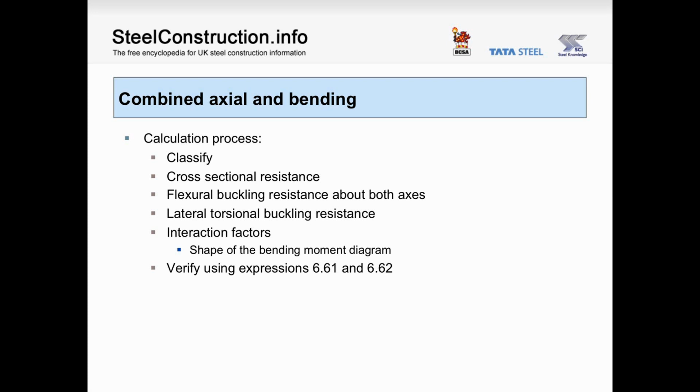Then we would determine the flexural buckling resistance about both axes. We then calculate the lateral torsional buckling resistance. We then need to establish the K factors, the interaction factors, and that will involve us considering the shape of the bending moment diagram. And then finally, we can verify the section using expressions 6.61 and 6.62.